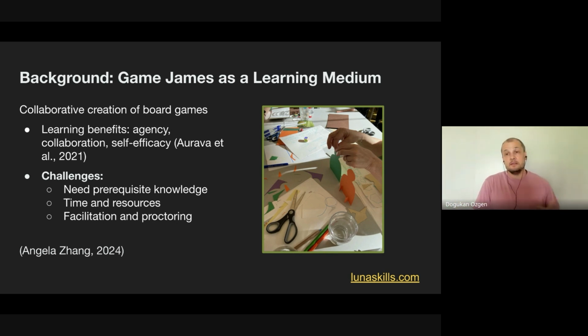In addition to that, in board games, you have youth as not just gamers, but also game developers. So it's more agency. They can decide what kind of game they want to create together. But still, it's not easy. We still need to know what game mechanics and game design are, some sort of prior knowledge and research. We still don't have it, and that's where AI comes in.